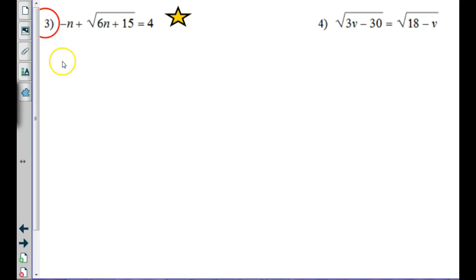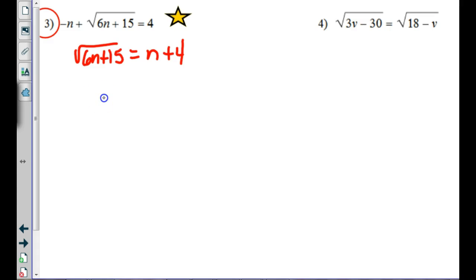How would you start number 3? This is a homework question. Yes, you want to move this over to the other side so that you have 6n plus 15 equals 4 plus n, or n plus 4, whatever you want to write. Okay. Maybe we should do this one. I don't know if this one has an extraneous solution or not.